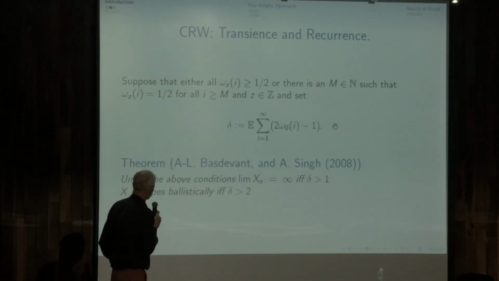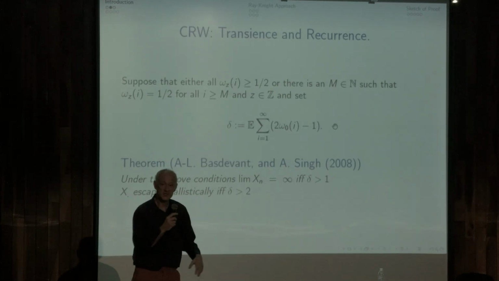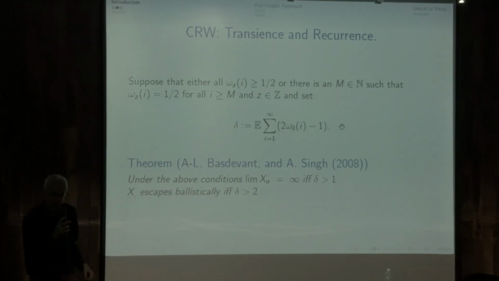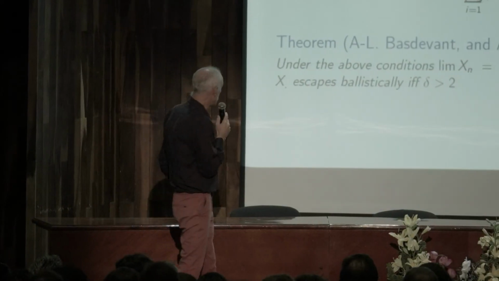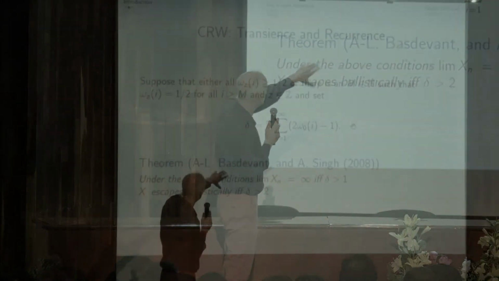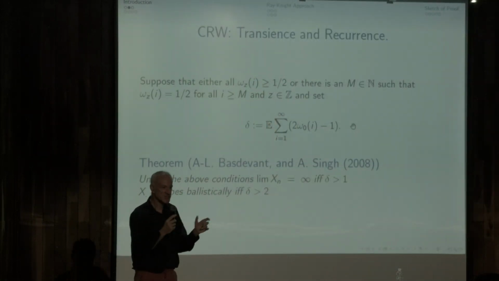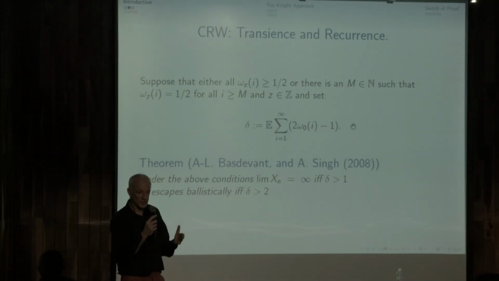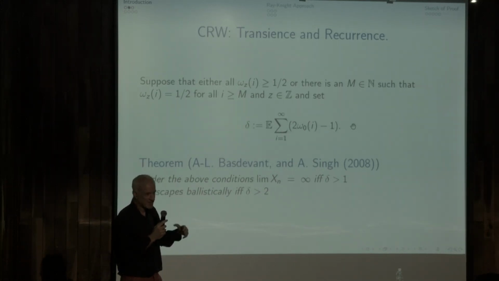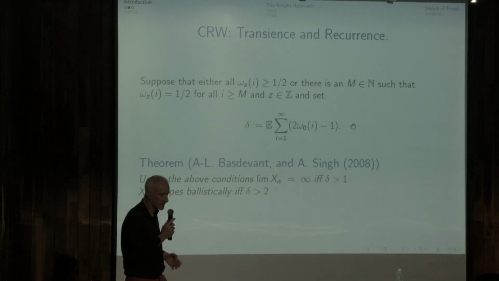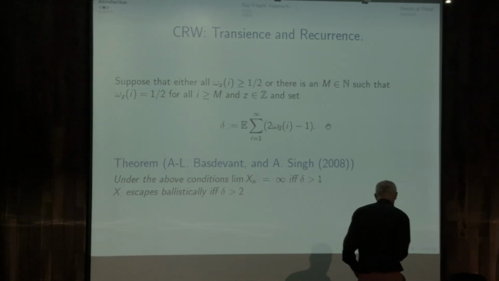And so Badevin and Singh just worked out that you will go to the right if and only if this drift is greater than 1, and if it's greater than 2, you will actually go ballistically quickly. Okay? In fact, they didn't use these full conditions. They just considered P between 0.5 and 1, and there were only M cookies, but they could have done it. That was, as far as they were concerned, what a cookie random walk was. Okay?